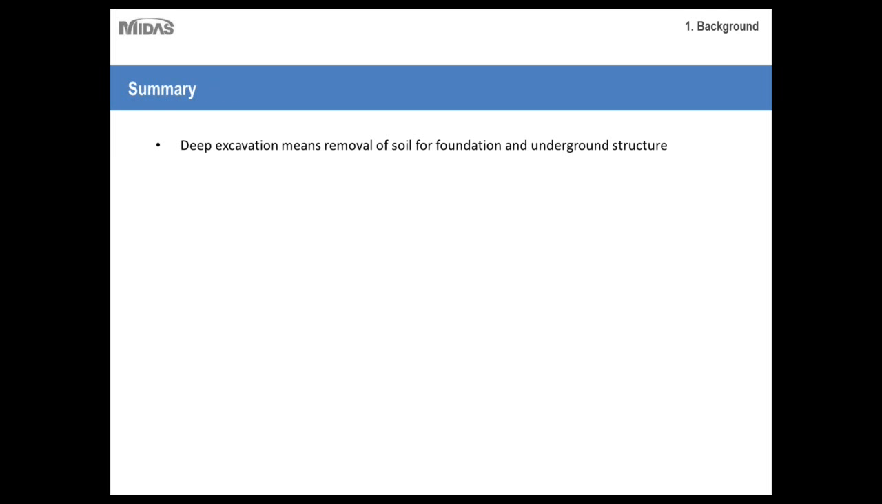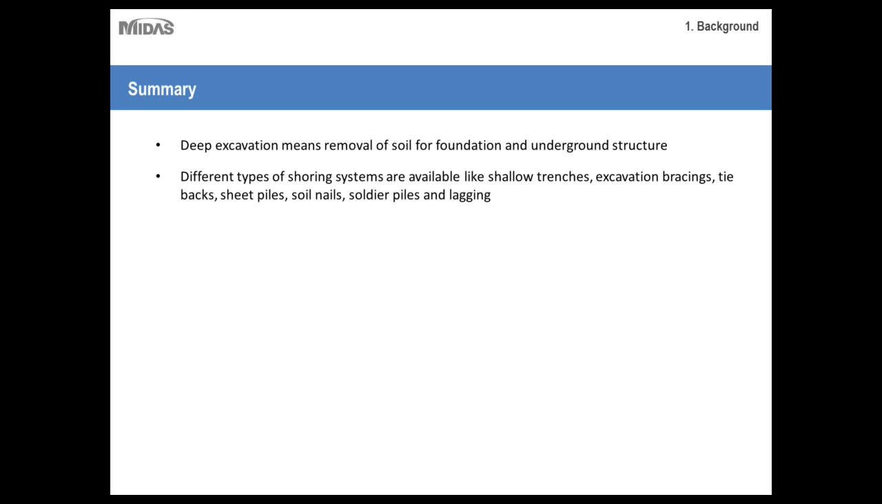So this brings us to the end of chapter 1. Let me quickly summarize the points we learned here. Deep excavation means removal of soil for foundation and underground structure. Different types of shoring systems are available, like shallow trenches, excavation bracings, tie backs, sheet piles, soil nails, soldier piles and lagging.